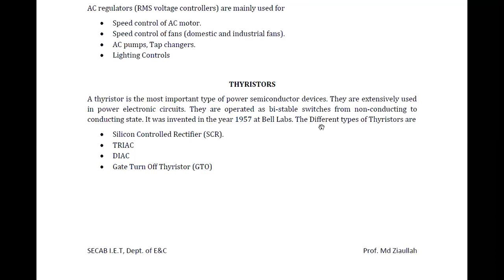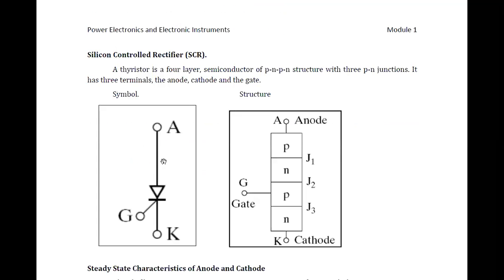Based on the categorization of thyristors, we have four different types. The first is the silicon controlled rectifier. Another is the triac. We have the diac. Next is the gate turn off thyristor, also called GTO. These four we will study in detail one by one.